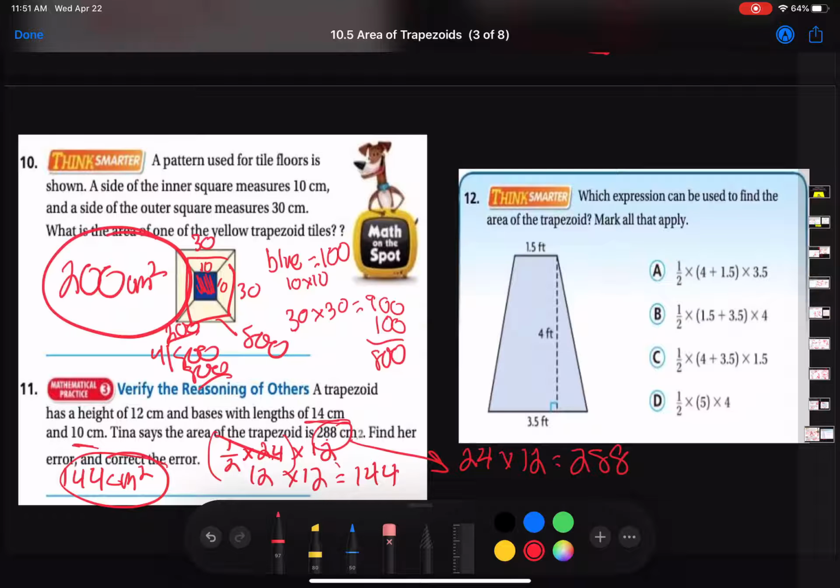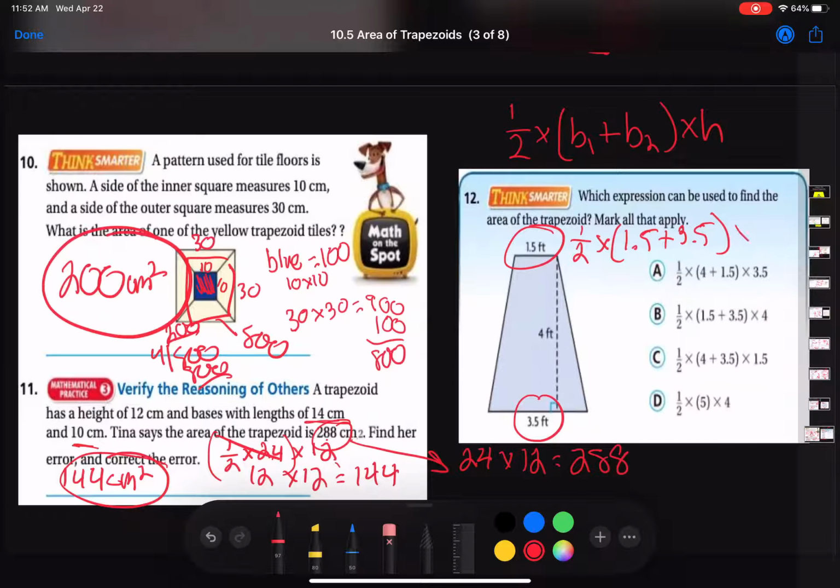Okay, so now the last one, number 12, I just want you to remember, again, the formula: 1/2 times, you're going to add up your 2 bases, so base 1 plus base 2, times height. So now you're going to start plugging in. Here's my 2 bases. So let's write it out. It's going to be 1/2 times, now I want to write my 2 bases. It really doesn't matter the order I put my 2 bases in, so 1.5 plus 3.5, and then times my height, 4. So now, do you see that anywhere? Look at A, B, C, and D, and do you see that it's B? B looks just like what I wrote.